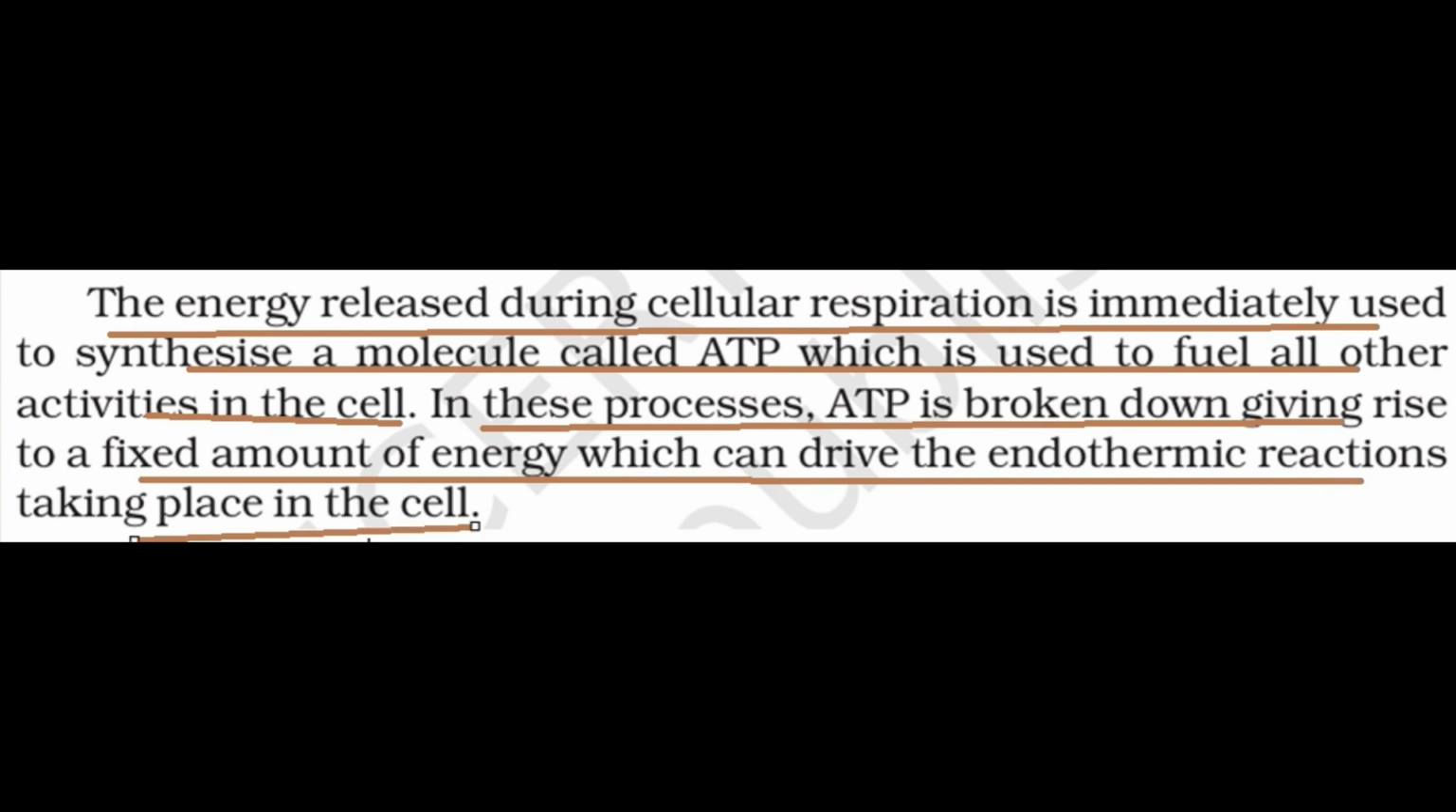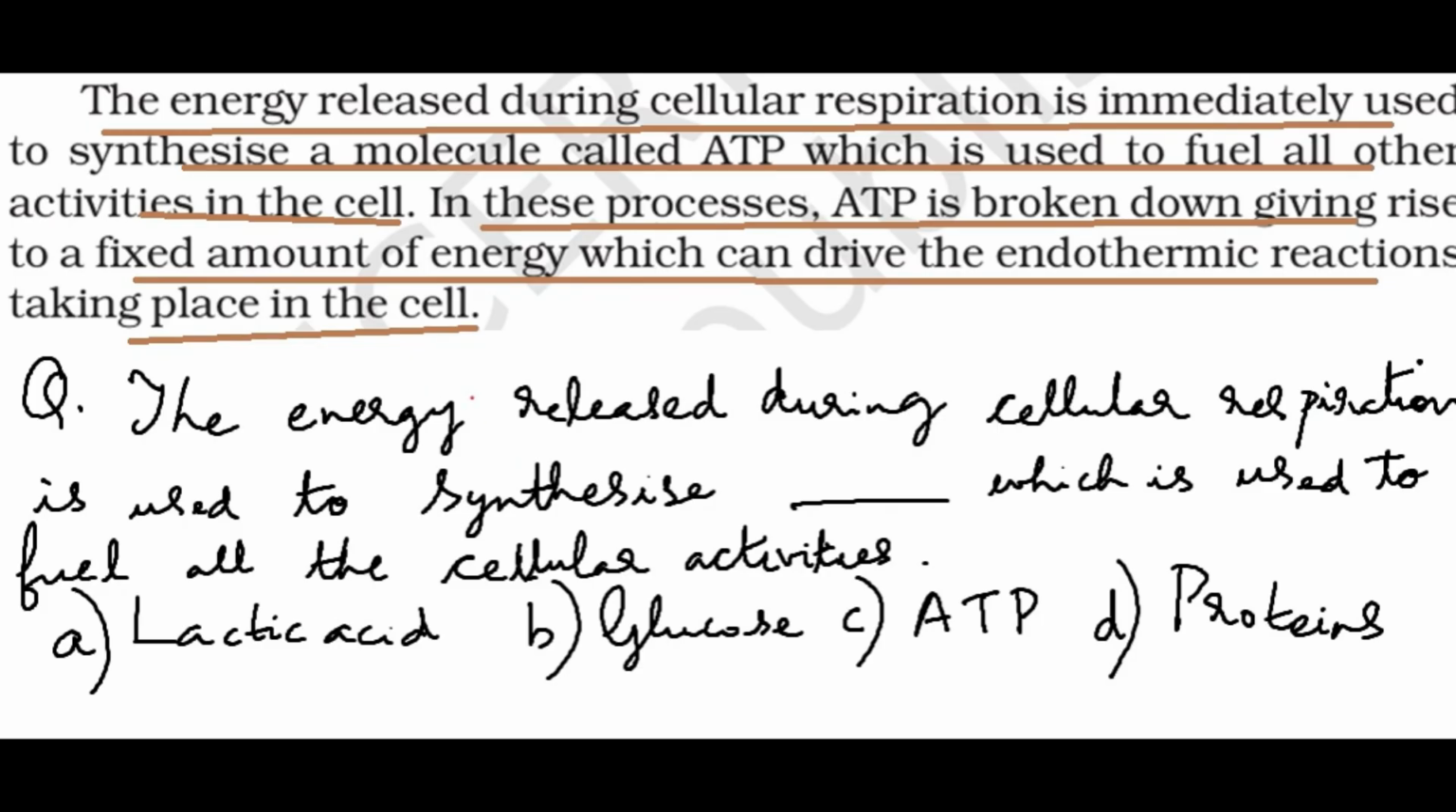Now we'll see from this what kind of question can come. The question can come like this: the energy released during cellular respiration is used to synthesize dash, which is used to fuel all the cellular activities. To synthesize what? Options are lactic acid, glucose, ATP, proteins. So the answer is the energy released during cellular respiration is used to synthesize the energy currency of the cell, that is ATP.